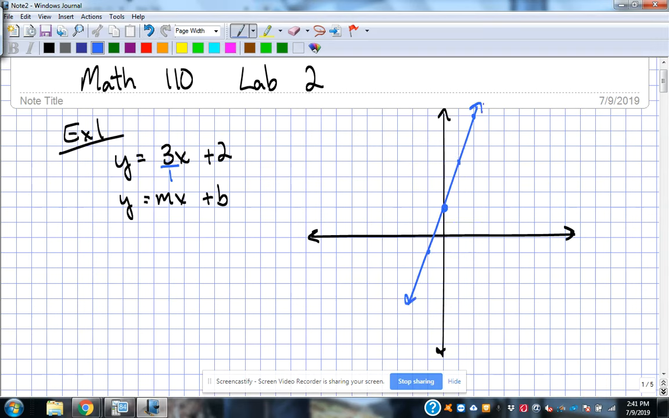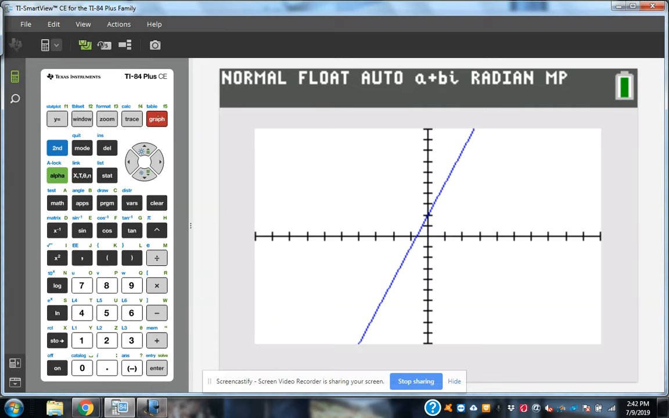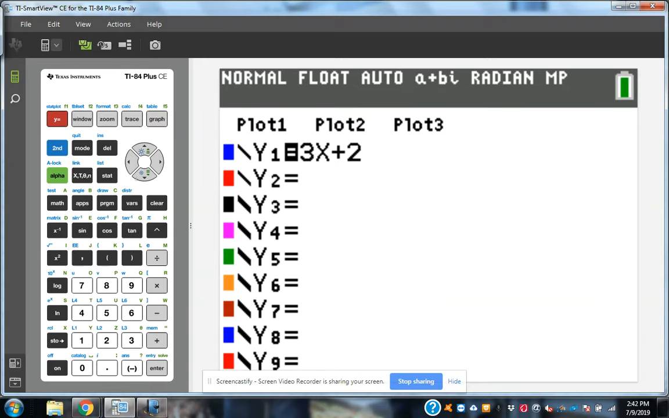How about that? On the graphing calculator, just type in 3. The X is right here beside the green alpha button, and then +2, and hit graph. You'll see that same line there. Okay.